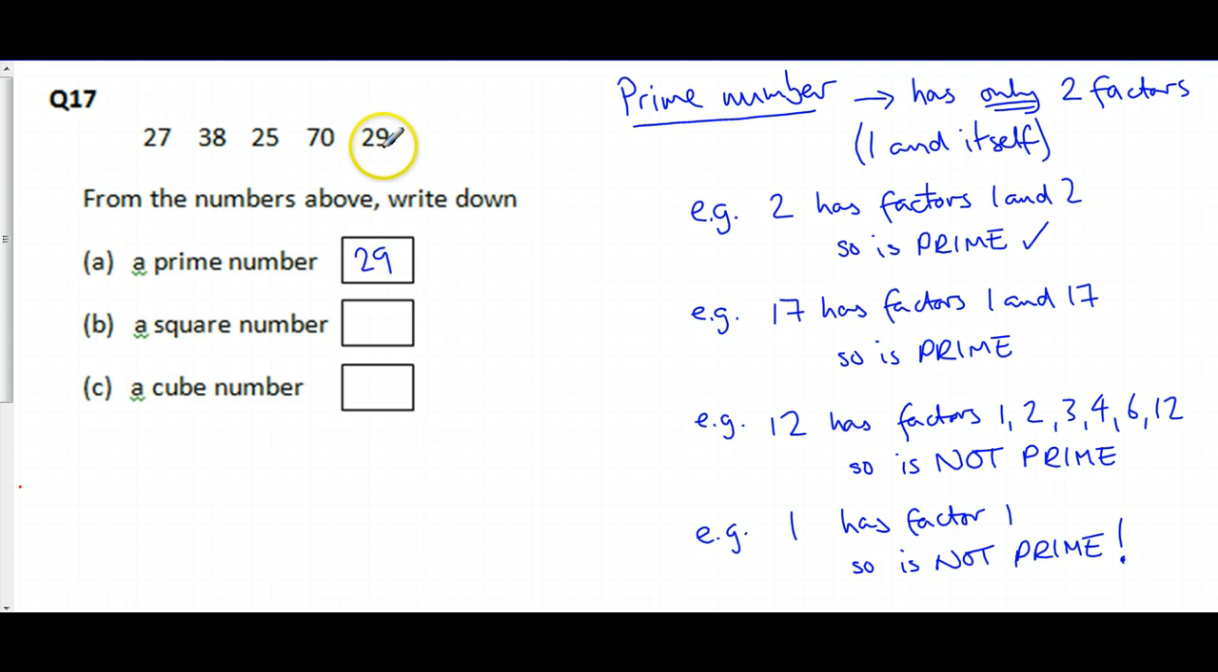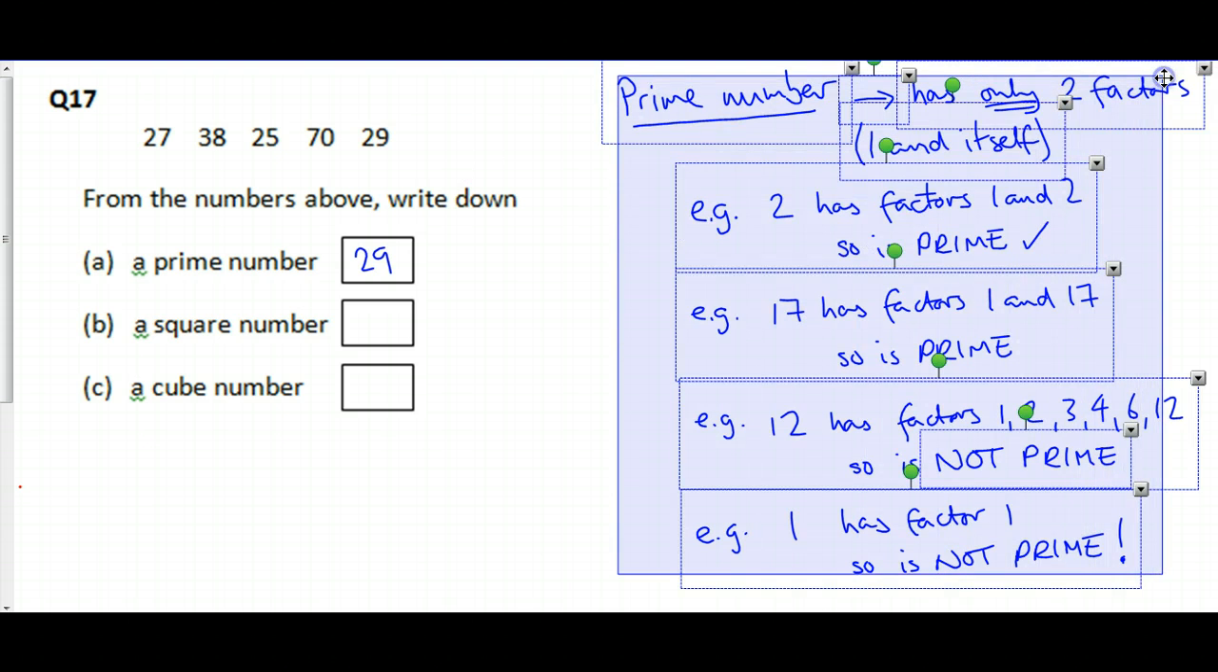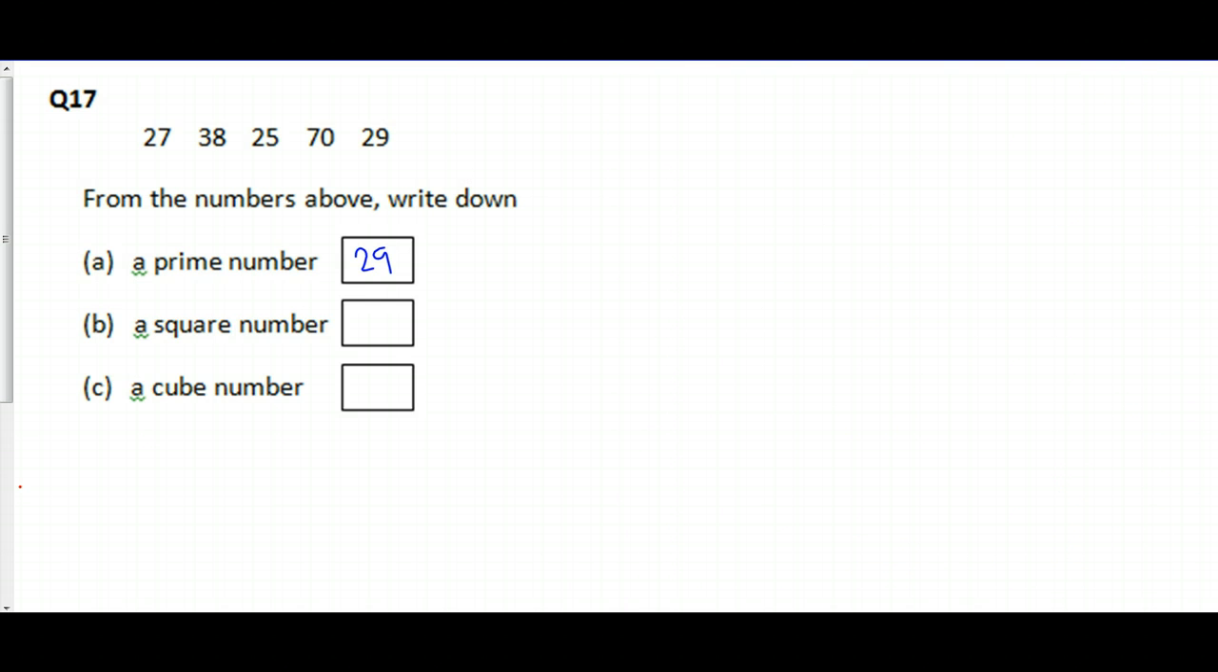Well, we know 2 doesn't go in, we know 3 doesn't go in, we know 4 doesn't go in, we know 5 doesn't go in, we know 6, and so on and so on. And the only numbers that go in are 1 and 29. Right? Let's get rid of that.